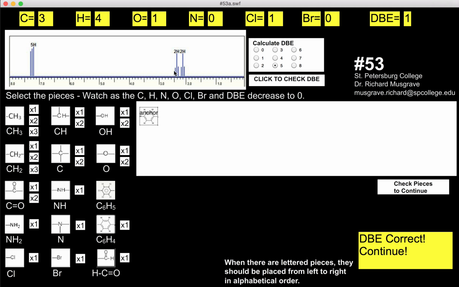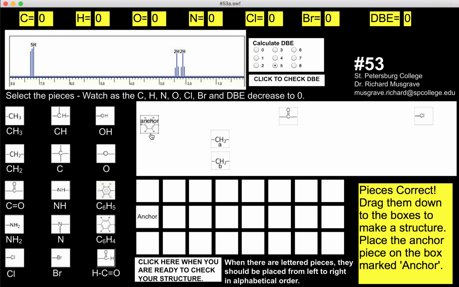We have 2 CH2 groups, and if we look here we can see what's left over. We've got a C, an O, a double bond equivalent, and a Cl. So we have a C double bond O, and we have a chlorine. So that should be all the pieces. Everything's counted down to 0. And we can put this together.